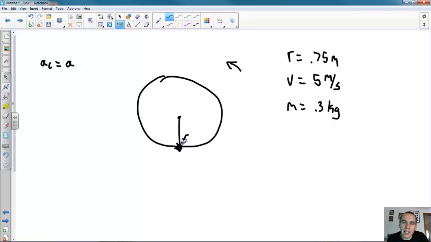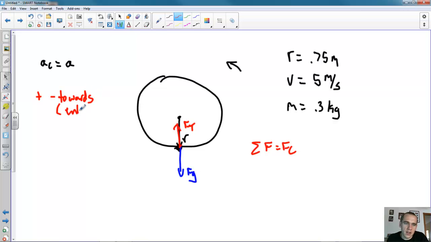But if we look at it right here at this point, there are two forces acting on it. There's the force due to gravity, Fg, pulling down, and there is tension in the string, Ft, and that has to be directed towards the center because the net force is the centripetal force, and remember, centripetal force is always directed towards the center. So a lot of times when we're dealing with circular motion, we make the positive direction towards the center because the centripetal acceleration is towards the center. So when I set up my frame of reference, I set it up so that towards the center is positive. So the net force is Fc.